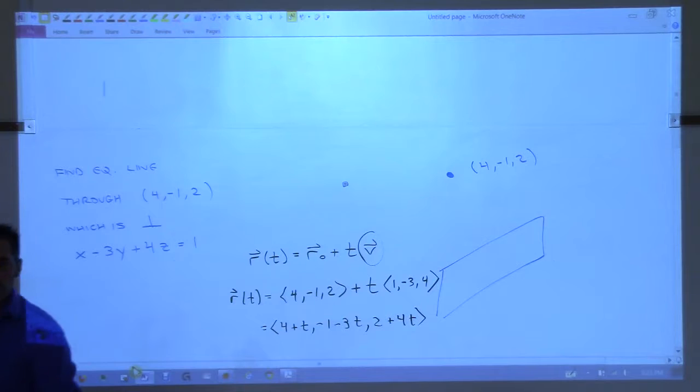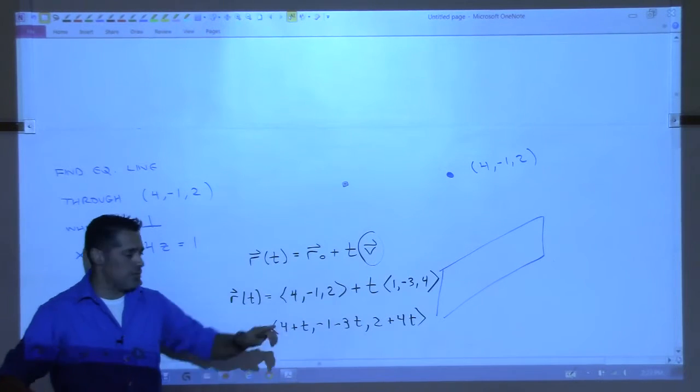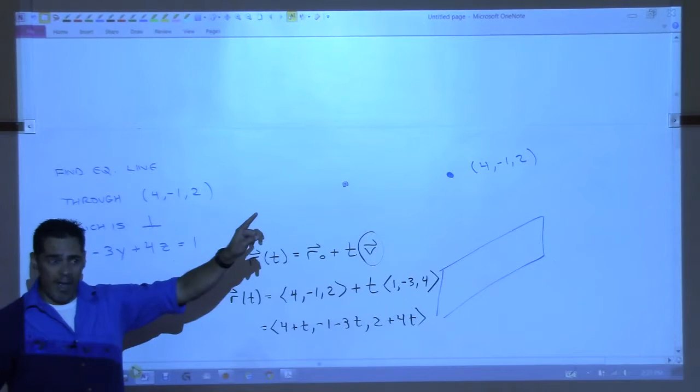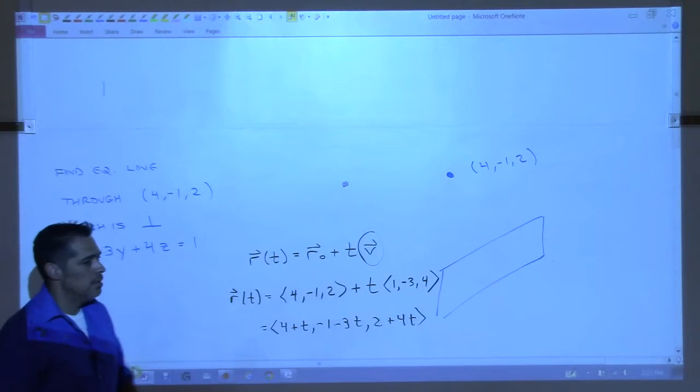And that's it. If we just start letting t go through all real numbers, this will draw us a line. It should shoot through that point, and it should be perpendicular to that plane. Questions?